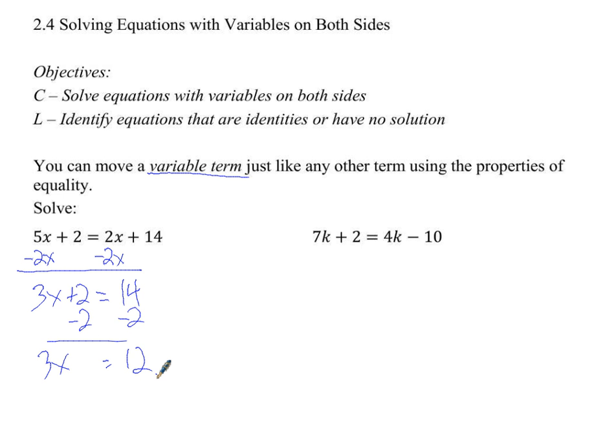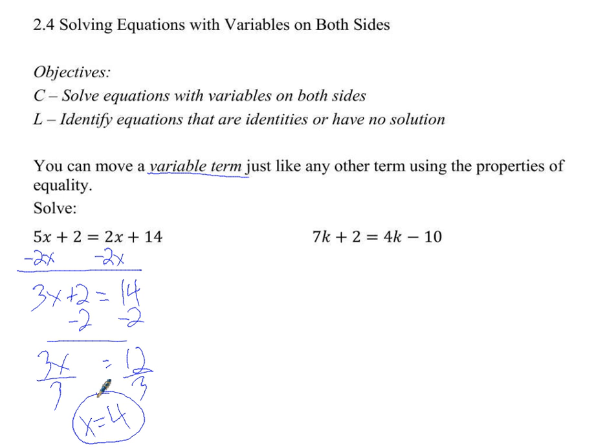And now we're back in section 1. How do I solve this equation? Divide by 3. Divide by 3. X equals 4. Check your answer and make sure that it works. We have 5 times 4, which is 20. 20 plus 2 is 22 on the left. We have 2 times 4 is 8. 8 plus 14 is 22 on the right. 22 equals 22. So x equals 4 is the correct answer.